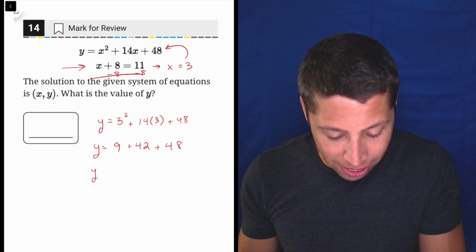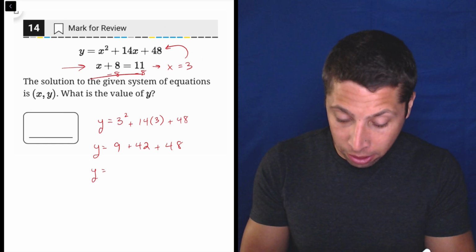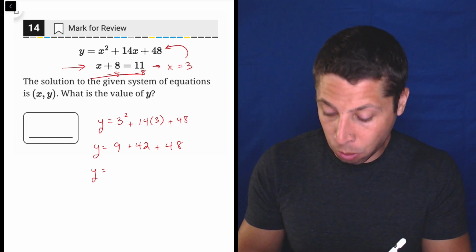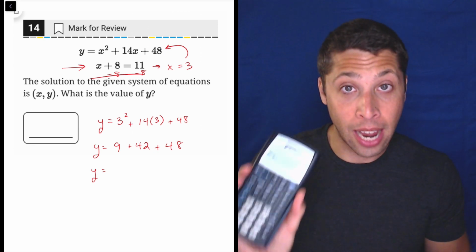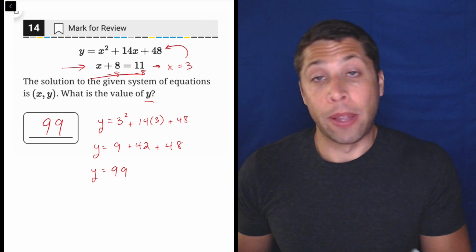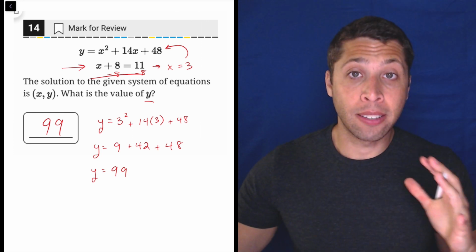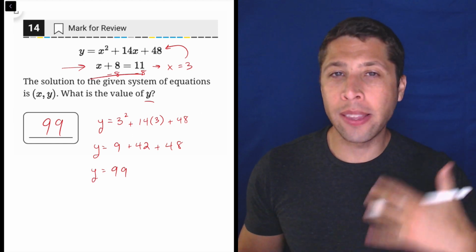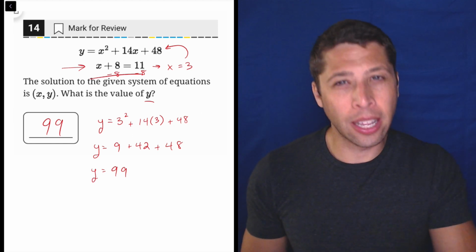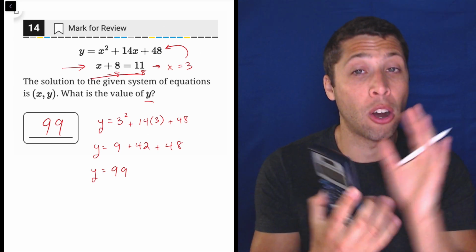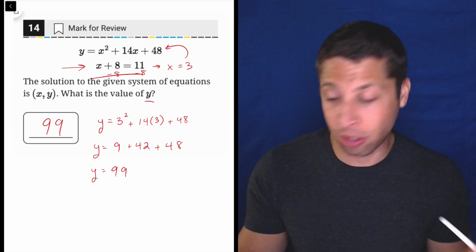And again, I could probably add these in my head, but why bother? Let's just do it with the calculator. 9 plus 42 plus 48 is 99. And since they wanted the value of y, boom, there's my answer. So I think that is the most efficient way to do it. Again, I'm not using Desmos. I do find that normal arithmetic, especially on the iPad, on a tablet, is a little annoying in Desmos. So that's why I like having a hard calculator that I can just type the buttons really fast.